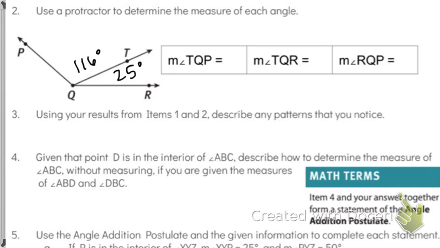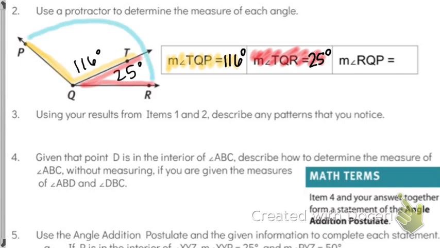Let's say you have 116 right here, 116 degrees and 25 degrees. Let's look at this angle right here. This angle right here is 116 degrees. This angle over here is 25 degrees. So I want you to think about what the measure of that whole angle is, of this angle PQR or RQP like they have right here. To find the measurement of that angle, you would just take those two numbers and add them up. When I add 116 and 25, I get 141 degrees.